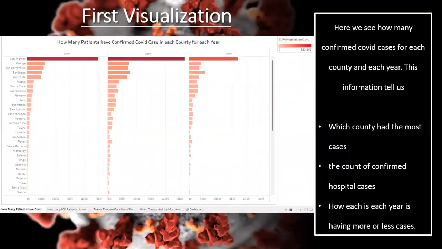For my first graph, I want to show how many patients have confirmed COVID cases for each county for each year. For my first slide, we see Los Angeles and Orange County were heavily affected by COVID each year. But the trend we see in the data is that each year it's getting better and better for the county and the state of California.